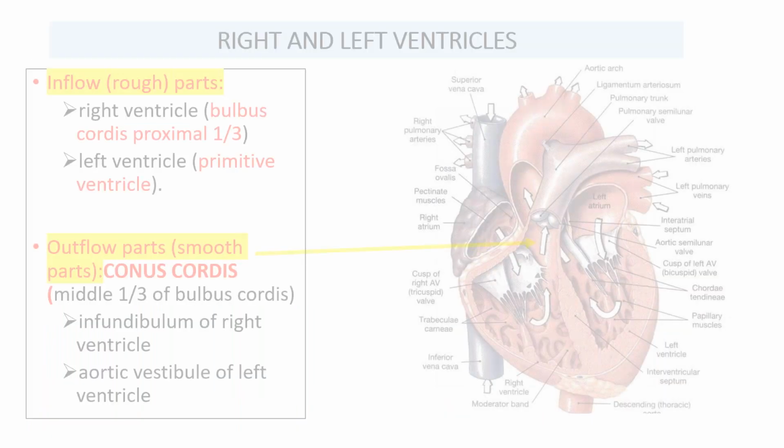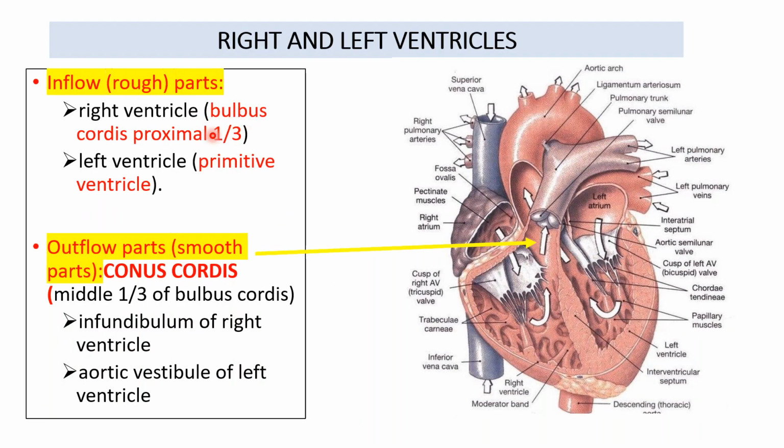So those were the derivatives of the rough parts, right ventricle and the left ventricle, from the bulbus cordis and from the primitive ventricle. Now, which is the smooth part of the outflow part of the ventricles? In the right ventricular chamber, with your gross anatomy, now you know what is the outflow part of the right ventricle. This is called as infundibulum of right ventricle.